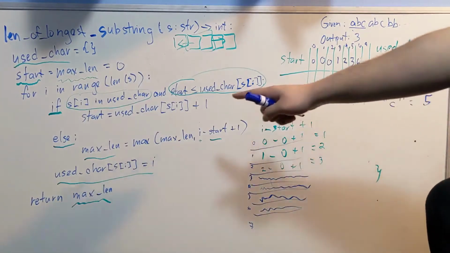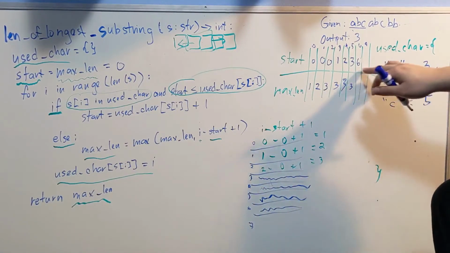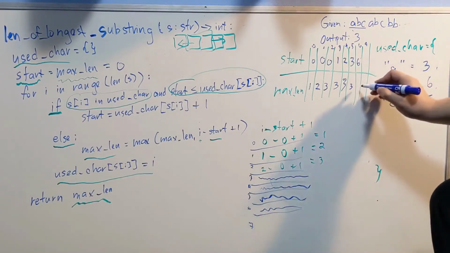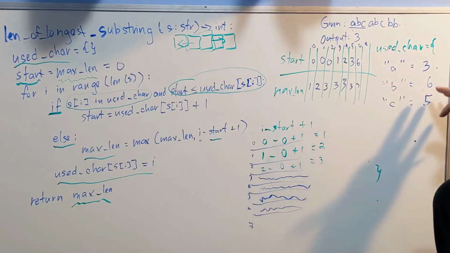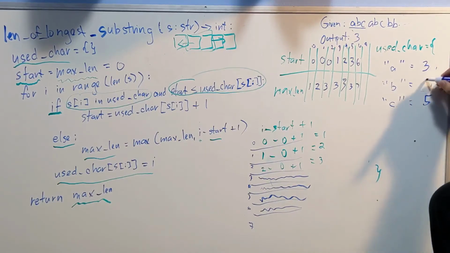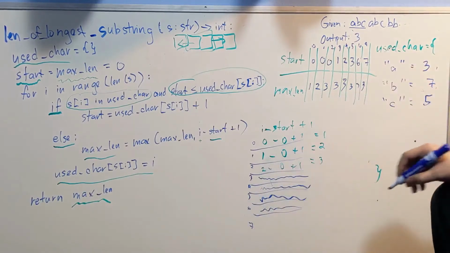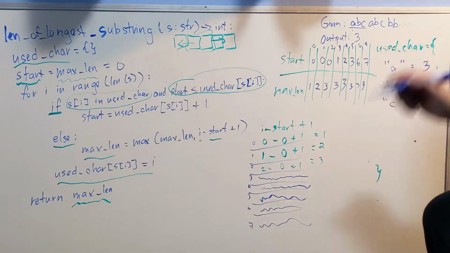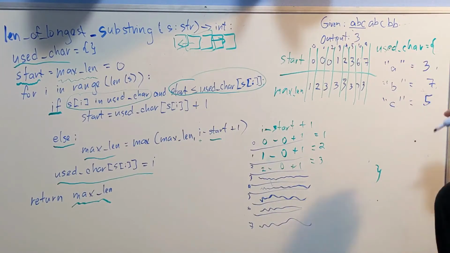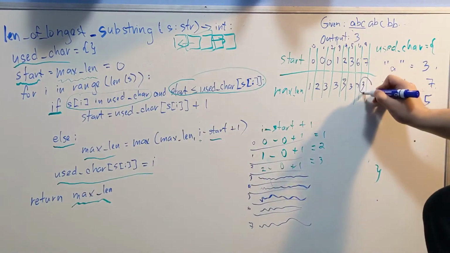B. Is B in use char? Yes. Is it less than or equal? They're equal. Holds true. So now we just update the position to 7. Start to 7. Max length 3. We don't evaluate this one. And now we return the max length, which is 3.